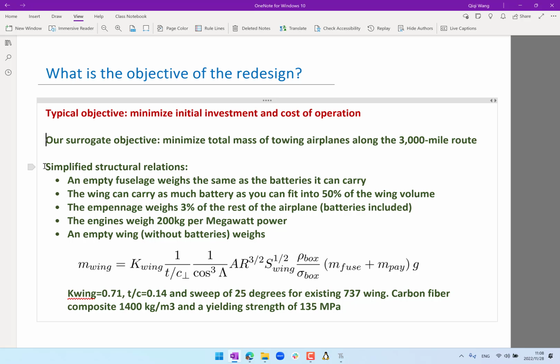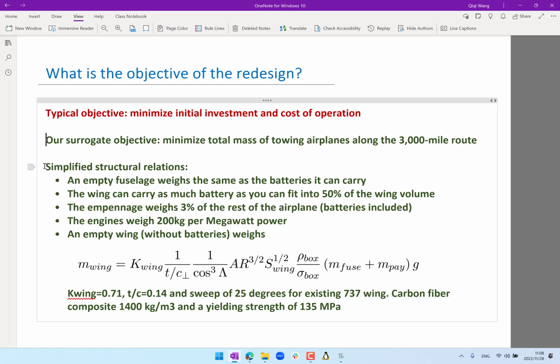So for example, we assume an empty fuselage weighs the same as the batteries it can carry, right? So if a fuselage carries, let's say, 5 tons of battery, we assume the structure has to weigh 5 tons. So that's as simple as you can get. All right. And the wing, we assume it can carry as much battery as you can fit into 50% of the volume. So what does that mean?